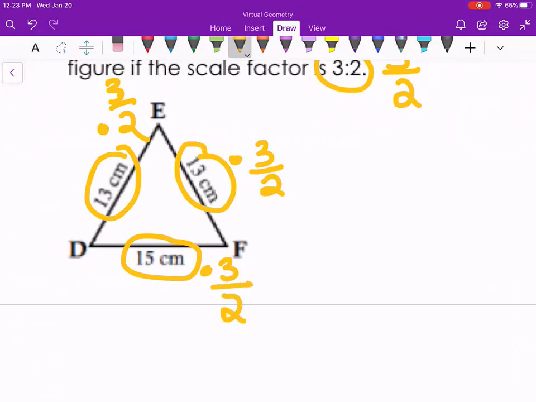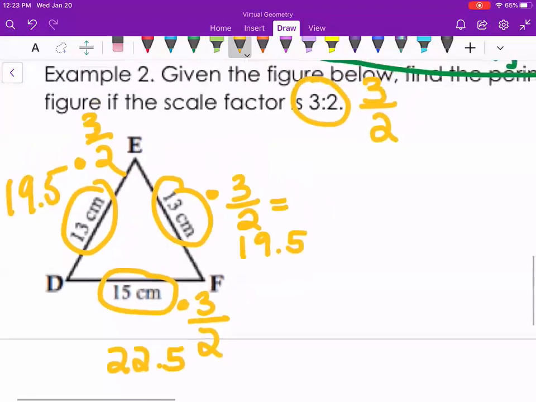And get the new measurement for each side of this triangle. So let's try that and see what we get. 13 times 3 over 2 means it's 19 and a half. I've got 2 of those. And then my last one, 15 times 3 over 2, 22 and a half. So those are the lengths of my enlarged triangle sides.